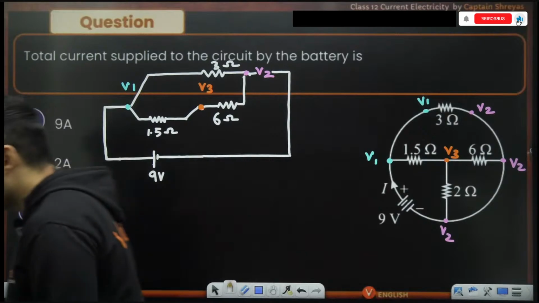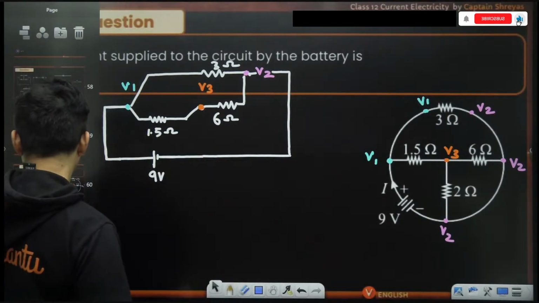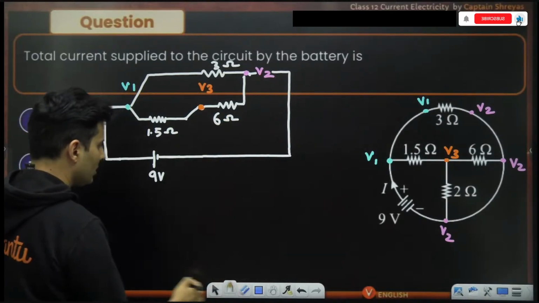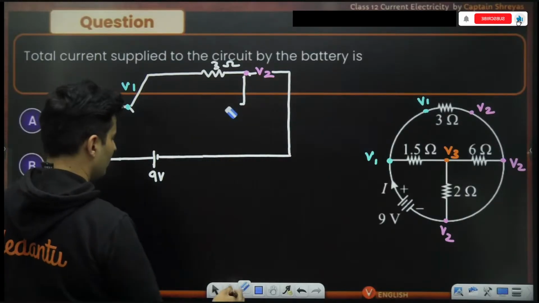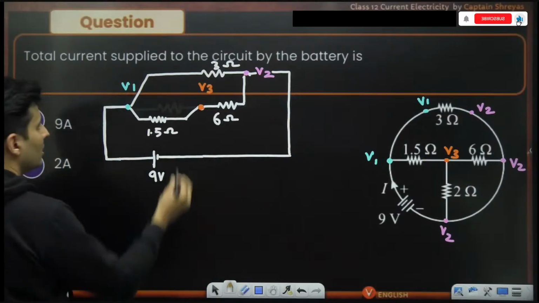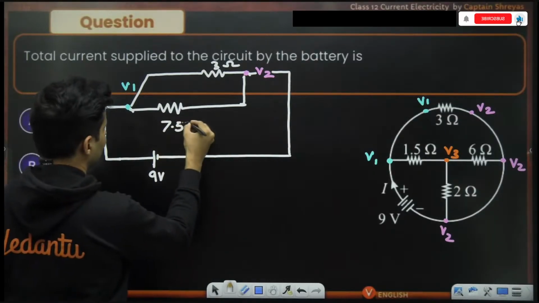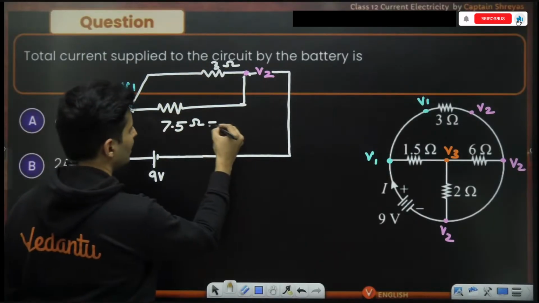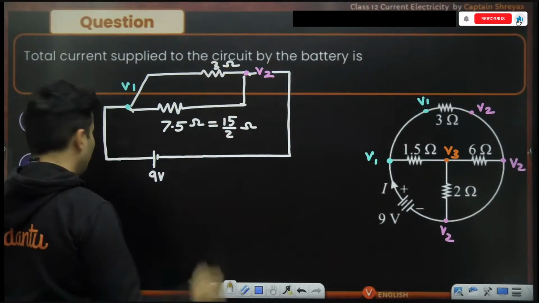Now it is easy. How? These two are in series, so you might as well get rid of these two and write one single resistor over here. So 1.5 plus 6, that's 7.5 ohms. That is 7.5 ohms, which is nothing but 15 by 2 ohms. Now these two are in parallel.